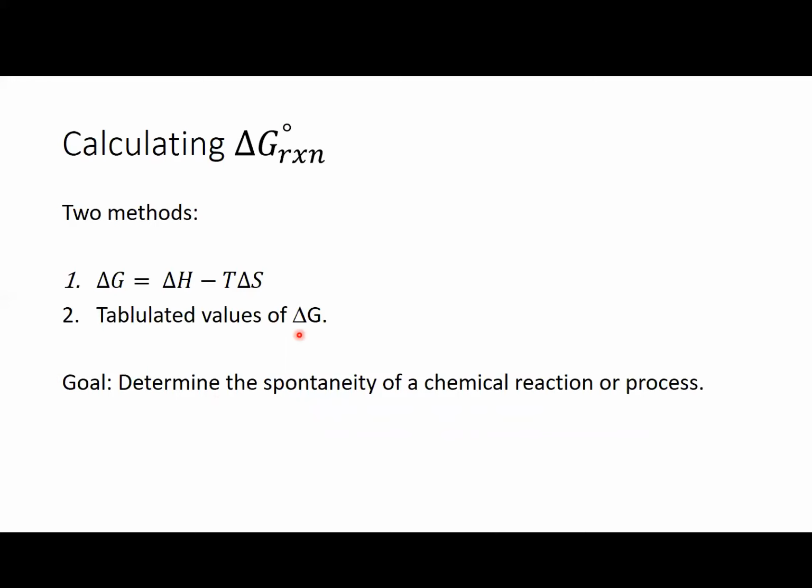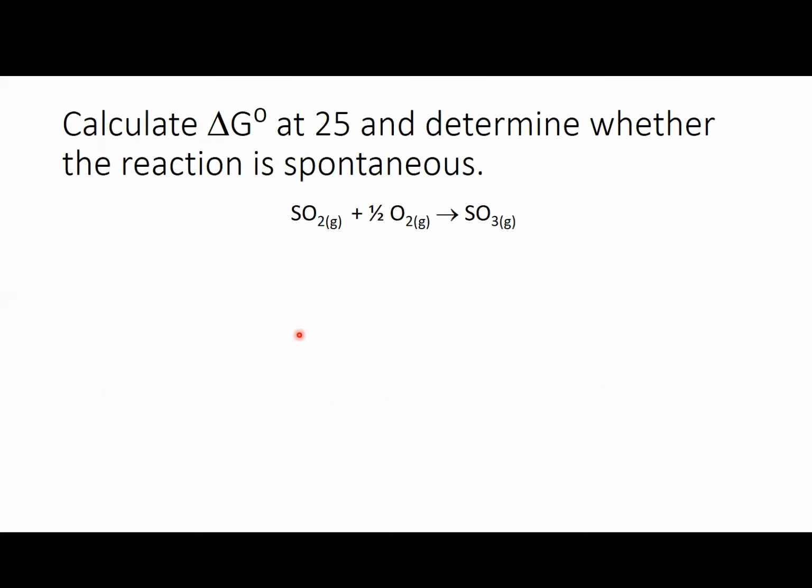Delta G ultimately is the arbiter of whether or not something is spontaneous or non-spontaneous, which is the reason it exists. Do we have more chemical potential or less than when we started? So SO2 plus half a mole of O2 goes to make SO3. This is a balanced chemical reaction. Typically, we don't see fractions as coefficients, but it is fine because we want to see 1 mole of this and 1 mole of that. Despite what we tell you in Gen Chem, fractional coefficients are allowed. So we're going to calculate this at 25 degrees C and determine whether or not it's spontaneous.